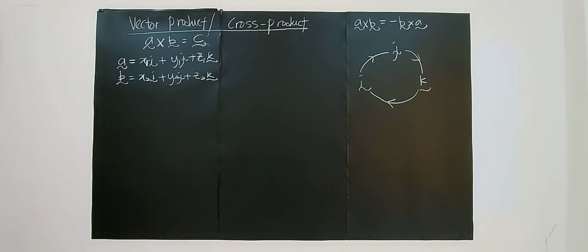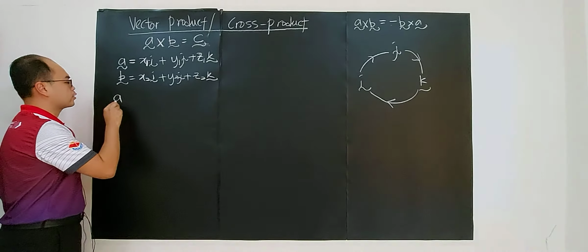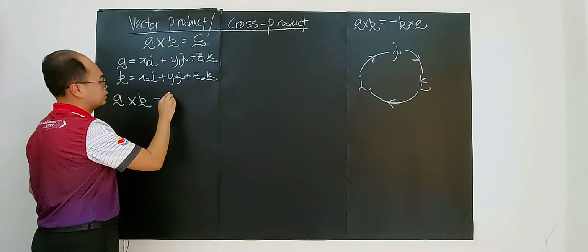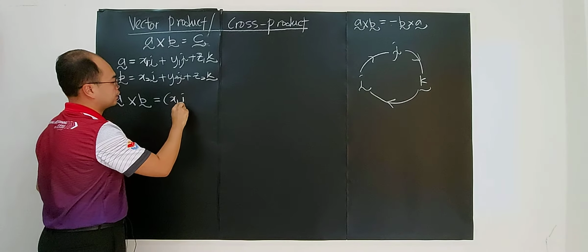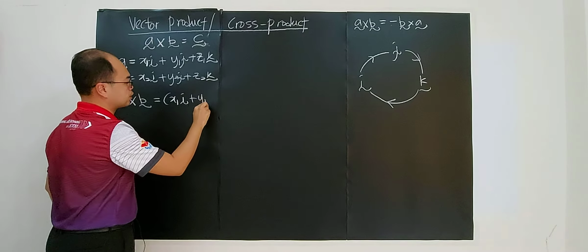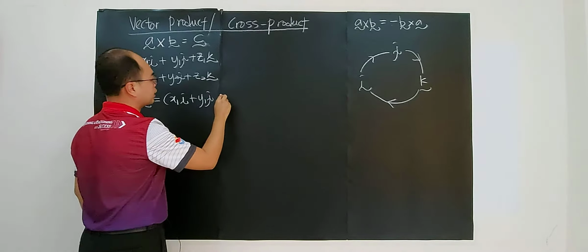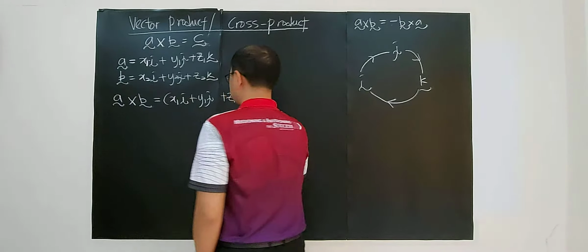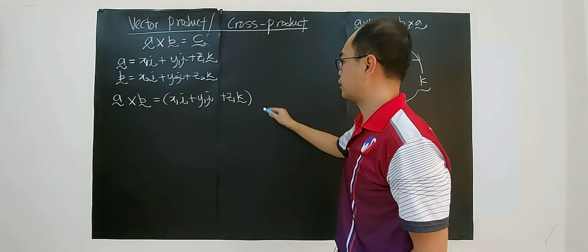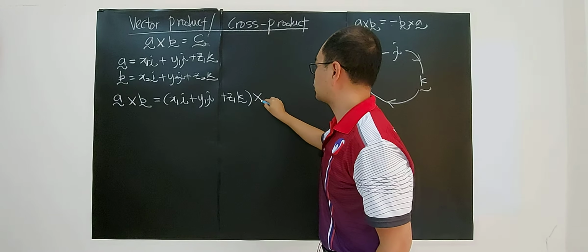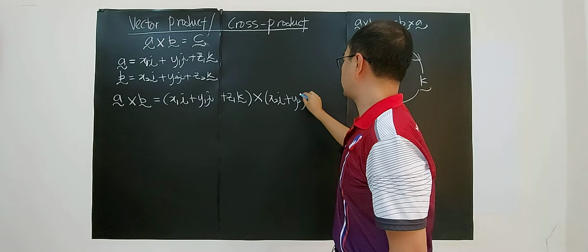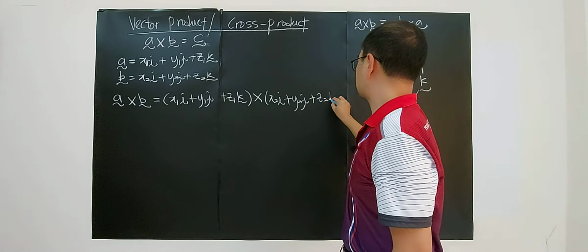So with this, how are we going to do cross product? You know that we can write A cross B as a product, right? It's a product between x1 i and, cross with, x2 i plus y2 j plus z2 k. So you have to know why you're doing cross product and how to generate the formula of cross product.